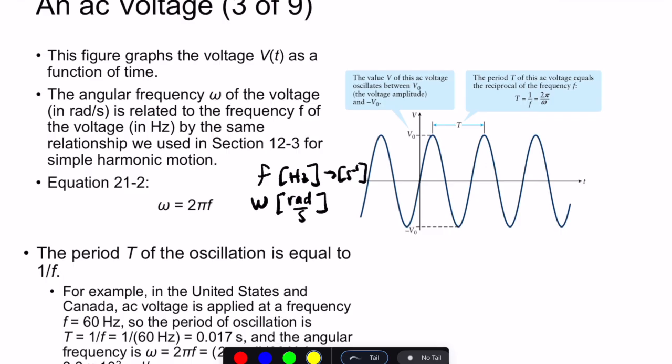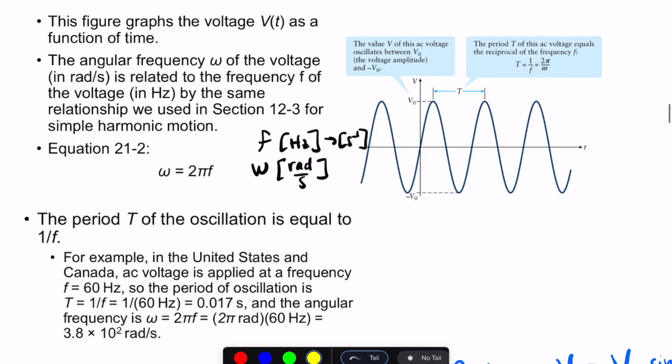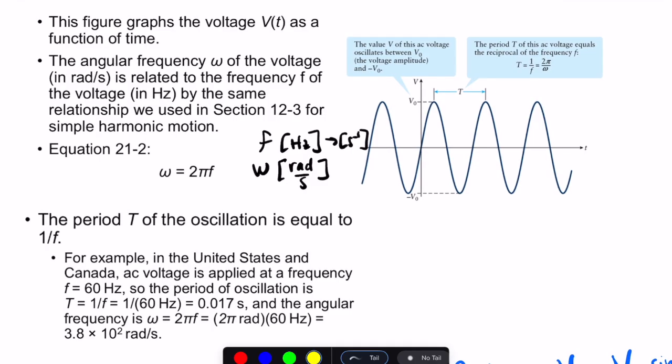So the period can be written in terms of the frequency, which can be written in terms of the angular frequency, right? This is all the same stuff from chapter 12. And so we call this the angular frequency, and then we call f just the regular frequency. So in the US, well, in North America, pretty much, maybe not Mexico, the frequency that we choose to oscillate our electric power is 60 hertz.